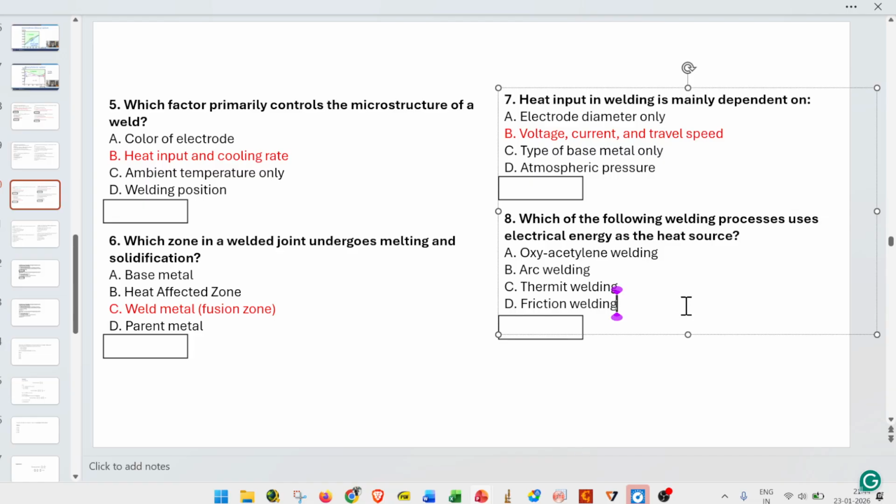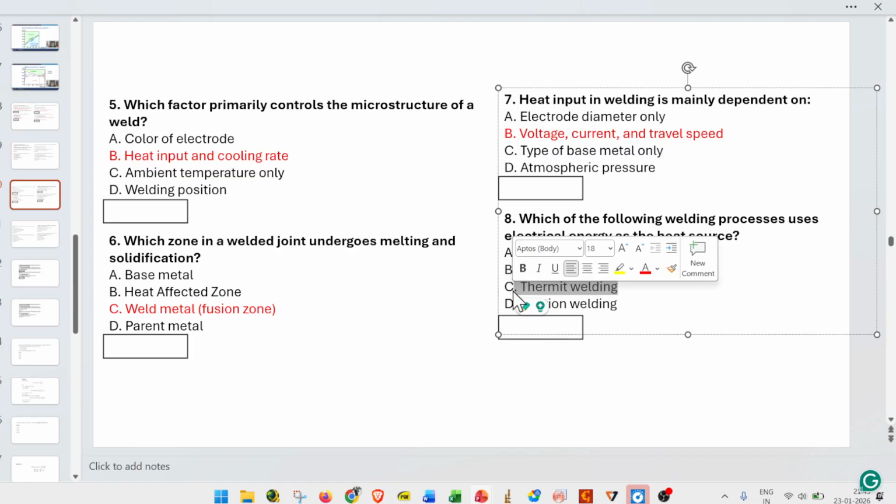Which of the following welding processes uses electric energy as a heat source? Options: oxyacetylene welding. Oxyacetylene welding is a gas welding, and gas welding is done by a chemical reaction process. Next is arc welding. Arc welding uses electric energy, so it will be arc welding.